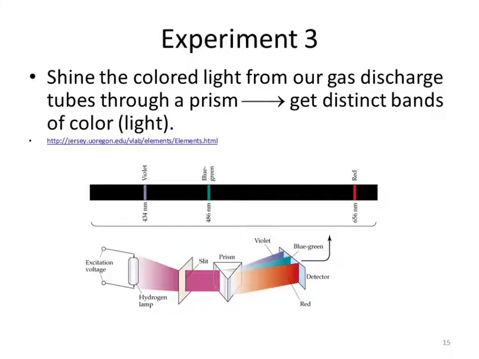Okay, so experiment 3. If I take that cathode ray tube and I have my slit and I have my prism, I'm going to separate out the light from that cathode ray tube into individual colors. If I look at hydrogen, earlier spectra of hydrogen showed this red line, this blue-green line, and this violet line. There's actually 4 lines on hydrogen.